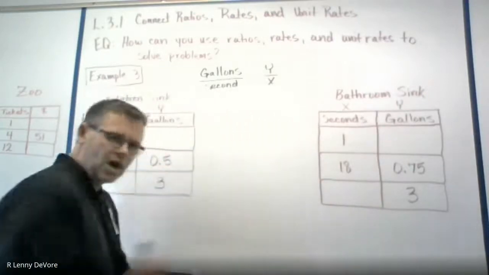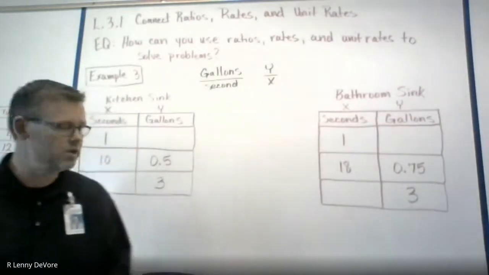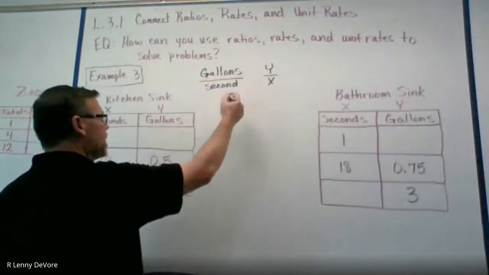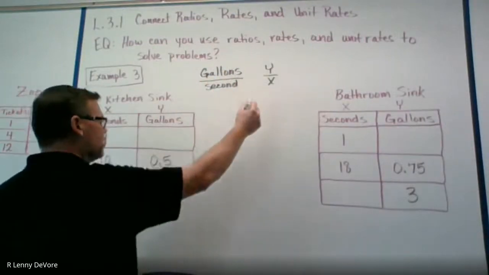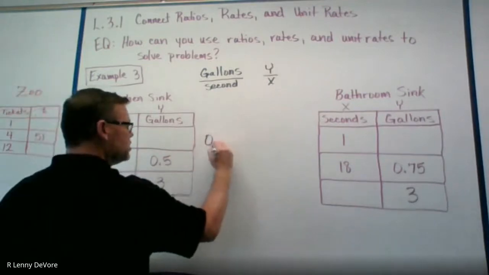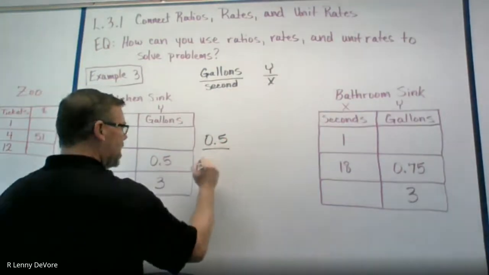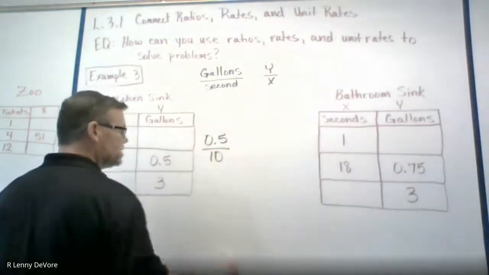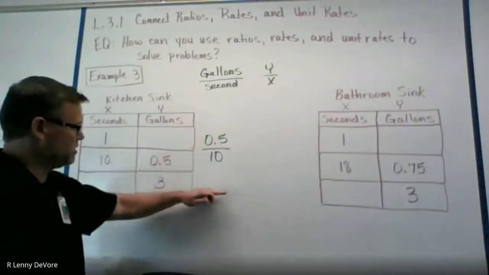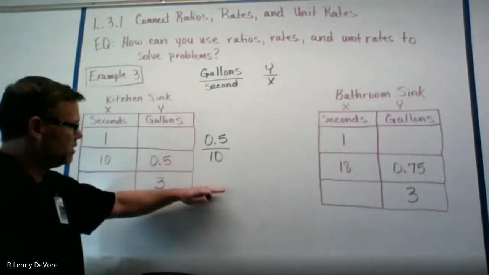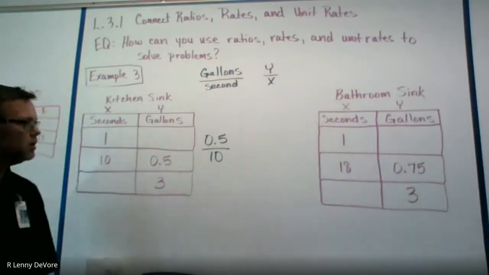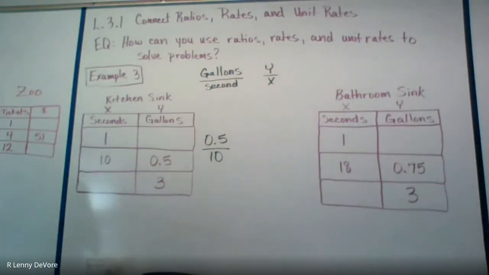So you're going to see me come off and look at my notes to be able to do these. Here's the way I figure this out. The nice thing is I already figured out gallons per second, and that is y over x. So in order to find my unit rate here, I simply go 0.5, in other words, half a gallon, over 10 seconds. Then I divide these, right? If I divide this, then I'm going to get 0. Why am I having that?